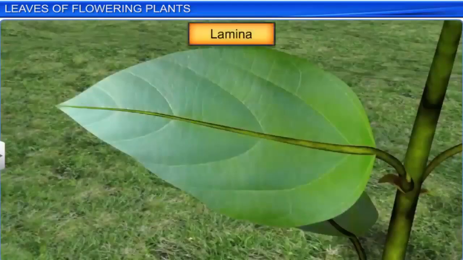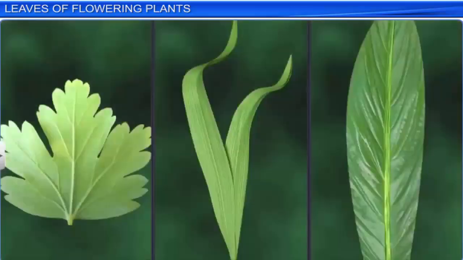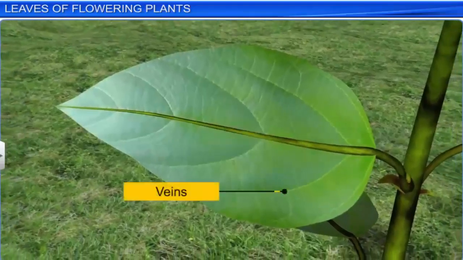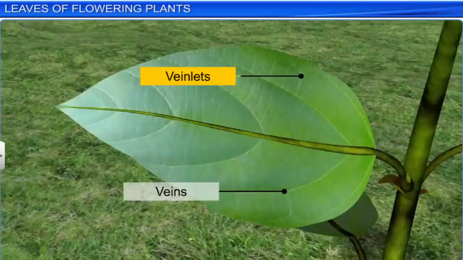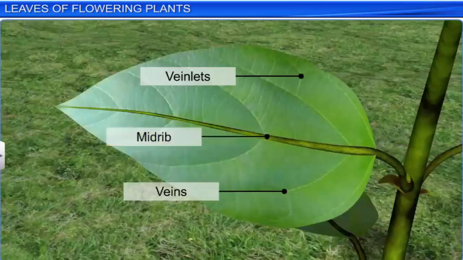The lamina is the expanded green portion of a leaf. However, its shape, apex, surface, margin, and extent of incision vary from plant to plant. The lamina also has many veins and veinlets running through it. Usually, the lamina has a prominent vein running through its center called the midrib. The arrangement of veins and veinlets in a leaf blade or lamina is called venation.